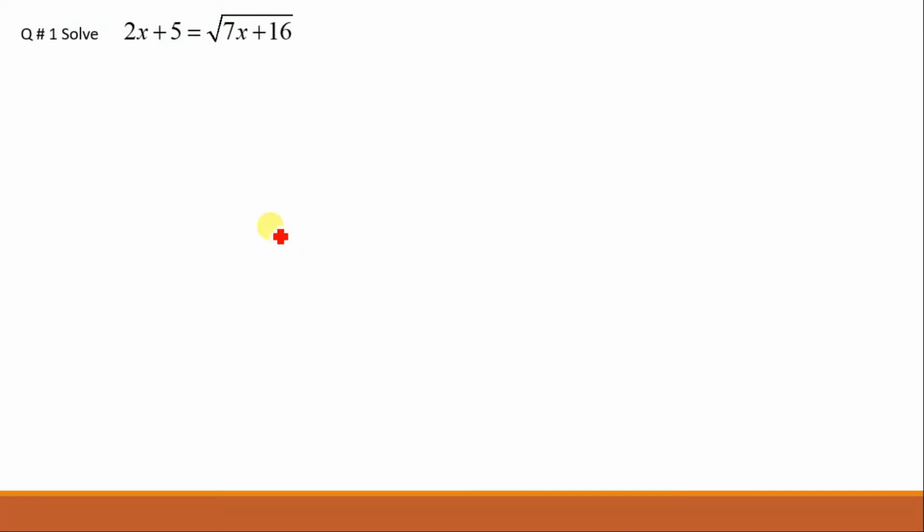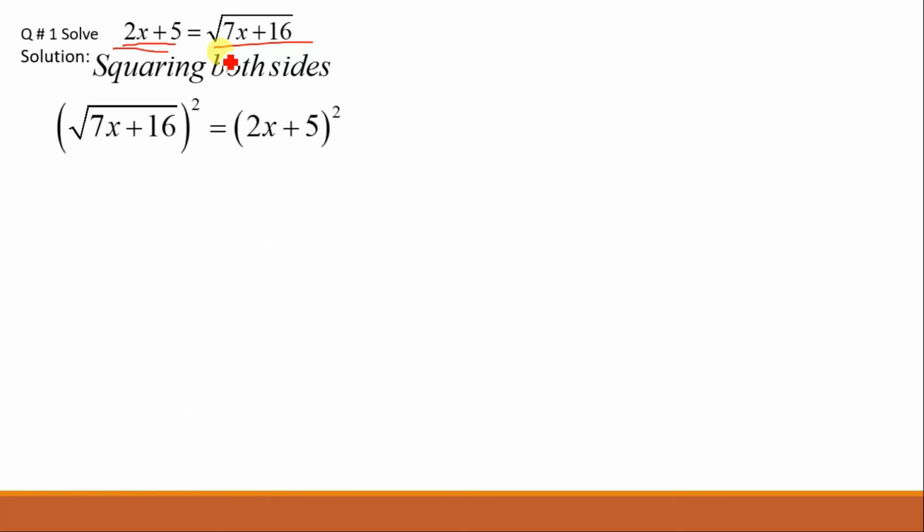We can take another example: 2x + 5 is equal to square root of (7x + 16). Similarly, we can take the square on both sides of this equation. We have (square root of (7x + 16)) whole squared is equal to (2x + 5) whole squared. This square root is cancelled by this square, so we are left with 7x + 16 equals 4x squared + 20x + 25.